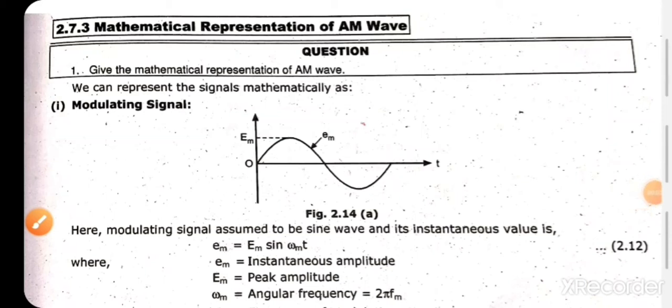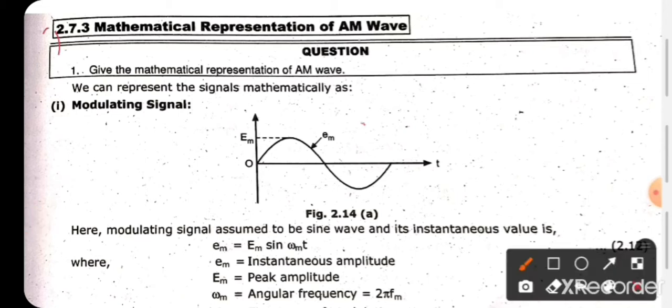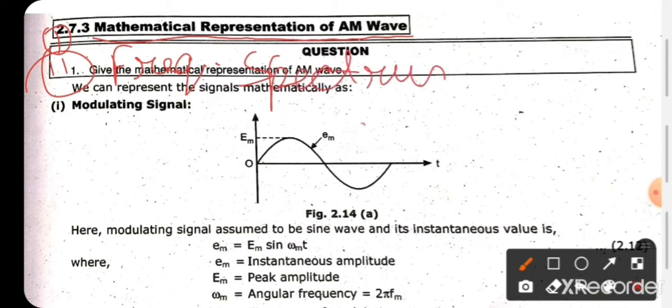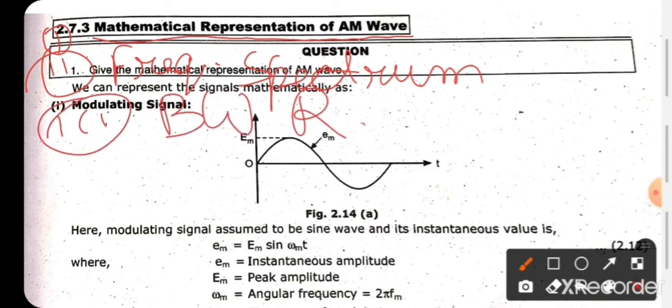In this video, I am going to explain three topics: the first is the mathematical representation of amplitude modulated wave, the second is the frequency spectrum of amplitude modulated wave, and the third one is bandwidth requirement.